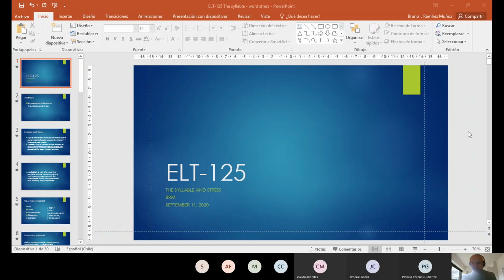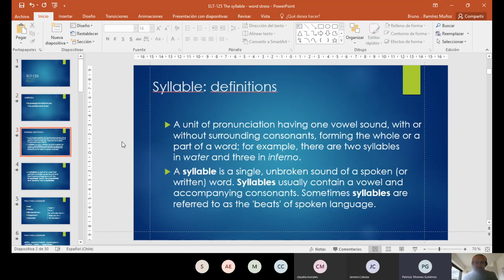Now, Patricio, do you remember one of the things that we talked about last session? At least one of the things, so we can connect the previous class with this one, to link this. Maybe the concepts of coda, nucleus, and onset.